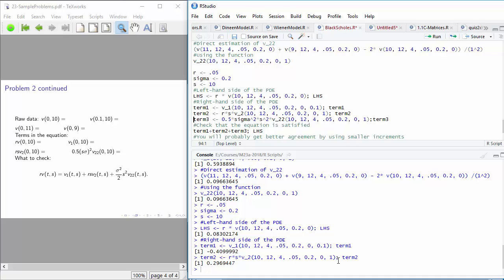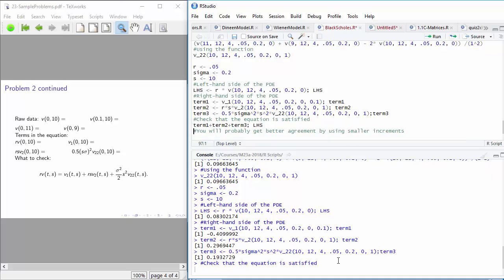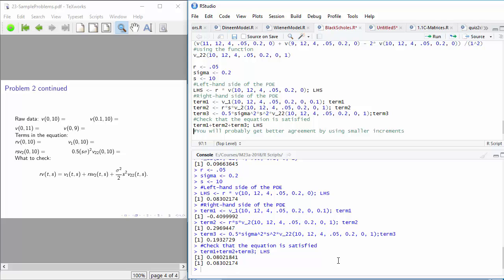I can add together these three terms and compare it with the left-hand side of the equation. I get pretty good agreement, not perfect agreement because I used finite increments. If you want to play around with this on your own, I think if you use smaller increments, you get better agreement. But the point of this was simply to show you how you can get numerical estimates of these various quantities, because that will let you, in the workshop problems, reach some interesting conclusions about option pricing.